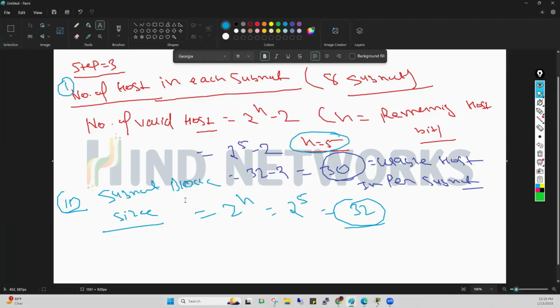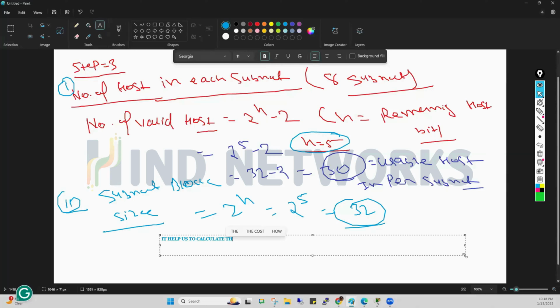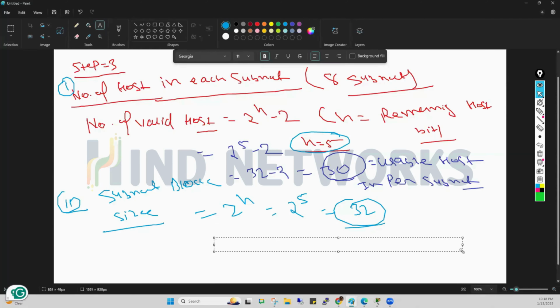Now, what is the use of block size? Why do I calculate the block size? Please remember this one line: it helps us to calculate the next subnet mask. Understand these steps, guys? I hope.